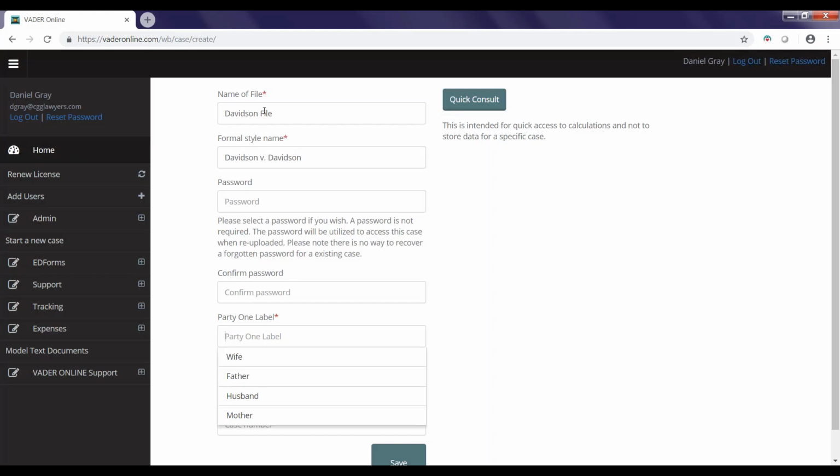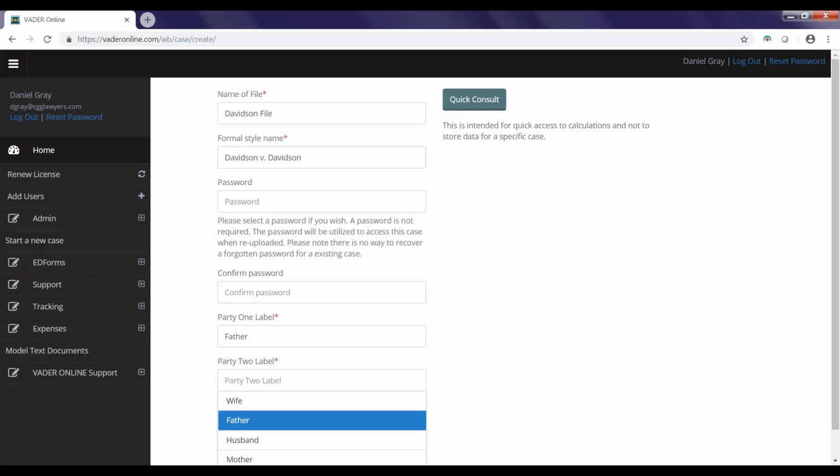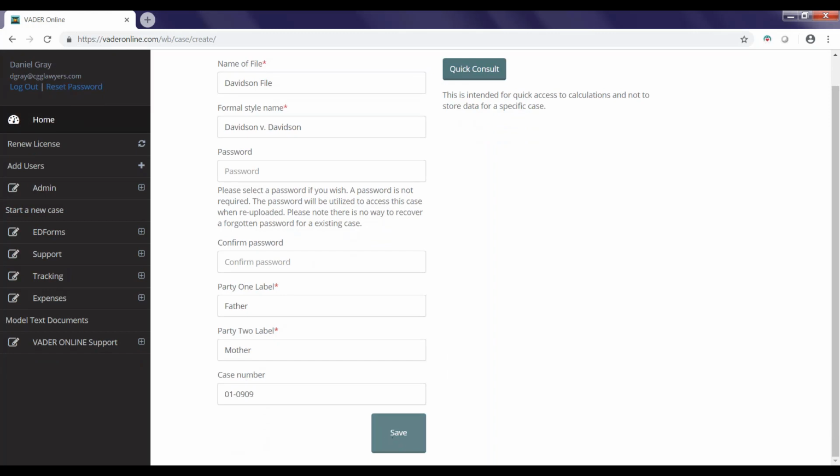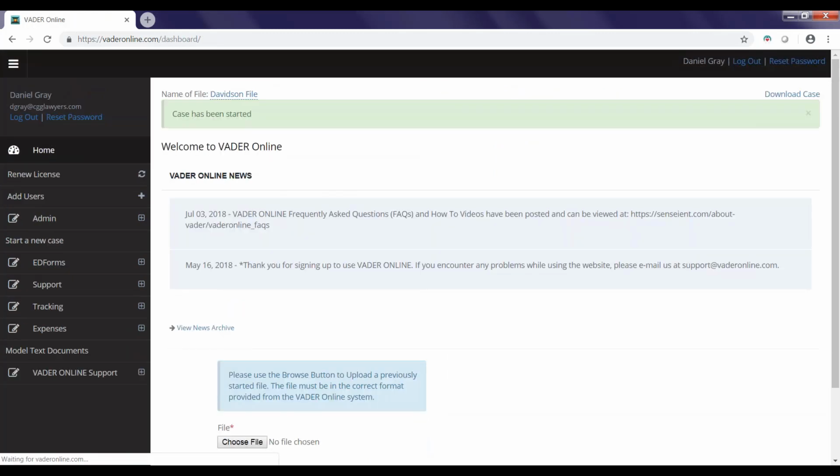Party 1 defaults to wife, father, husband, or mother, or whatever else I want to type in. But for purposes of what we're doing now, I'm going to say that I'm representing Party 1, and Party 1 is the father. Party 2, I'm going to say that is the mother, and I'm going to give this file a case number that mirrors the case number that the court gave it. I'm going to save that information. And you can see that I now have started the Davidson file.